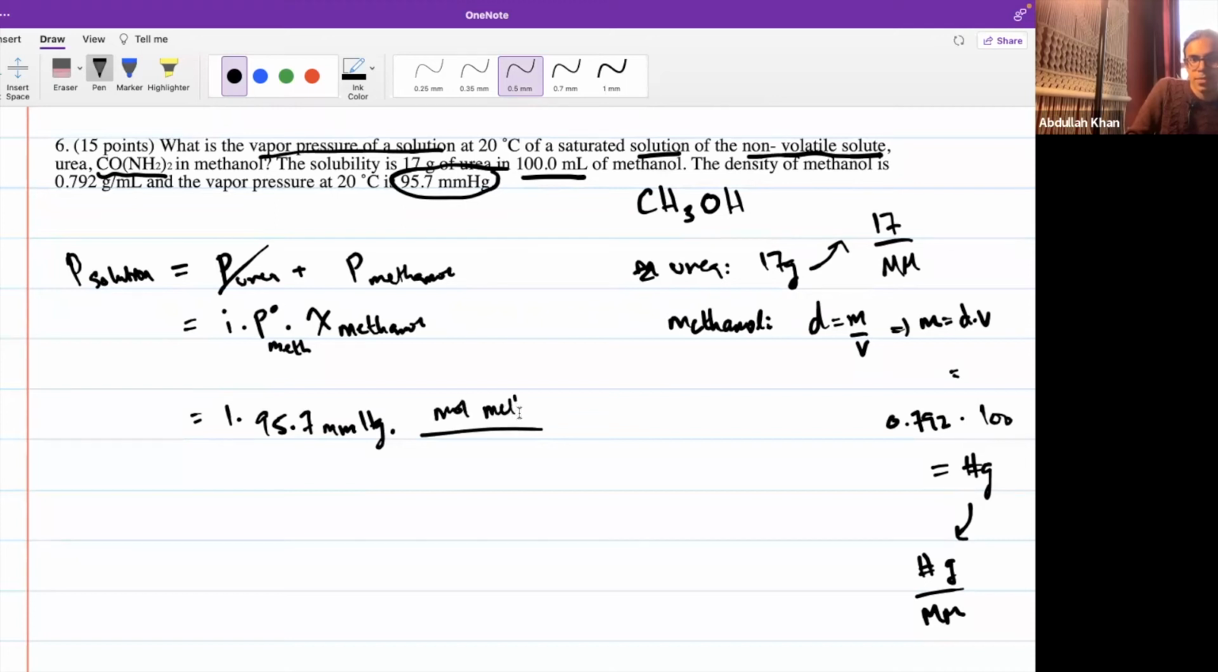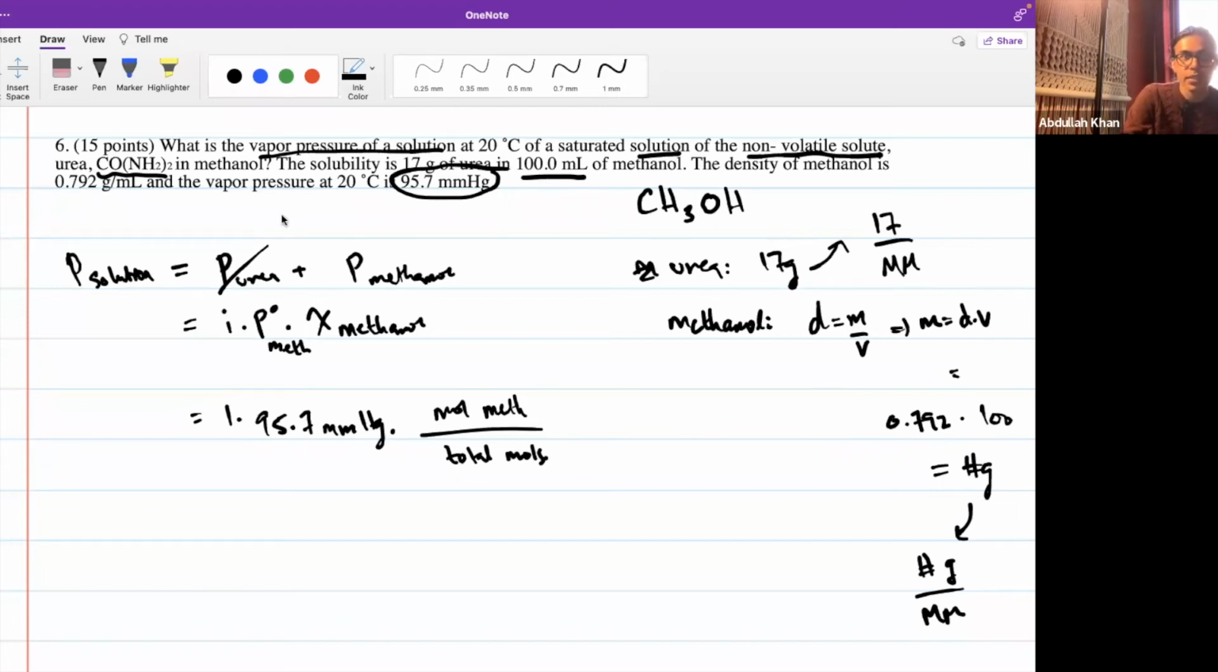Moles of methanol divided by total moles. Got it? Any questions? Oh, wow. You need to know the chemical formula of methanol, really? Okay. 1 sig fig or 2?